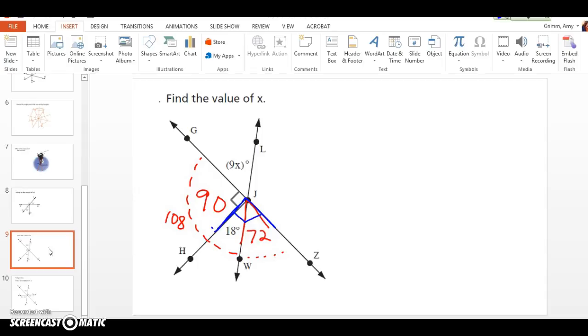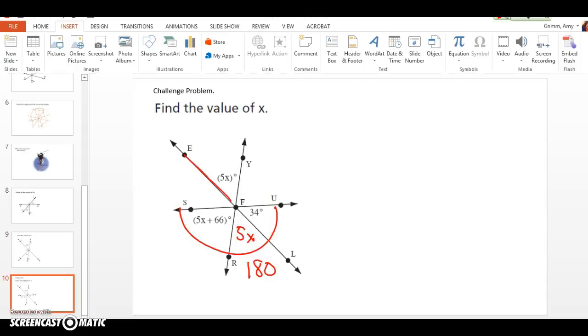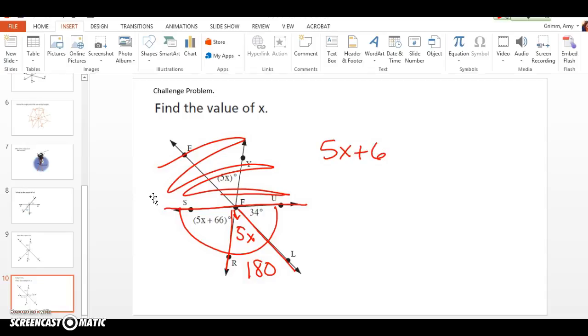Okay, she said this angle right here is 5x. She knows that this angle right here is vertical, so this has to also be 5x. Then what she did is she said, okay, I'm going to look at it like this. Now I'm going to pretend like none of this exists. I'm going to pretend that I have just a straight angle here, and that each of these angles together should add up to 180. So she's saying 5x plus 66 plus another 5x plus 34 equals a total of 180.